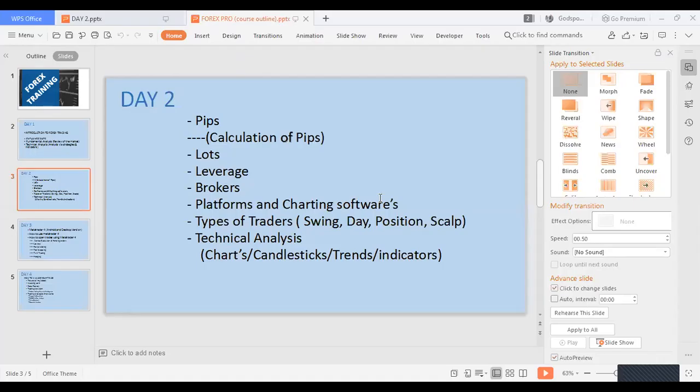For day 2, we talk about Pips, lots, leverage, brokers, platforms and charting software, types of traders: swing, day, position, scalp, technical analysis. Then we also deal with charts, candlesticks, and all of that. So these and lots more is exactly what we'll be having for today's class. So without wasting much time, because of the activities we have for today, what is a Pip?